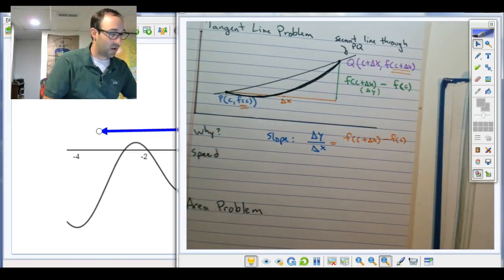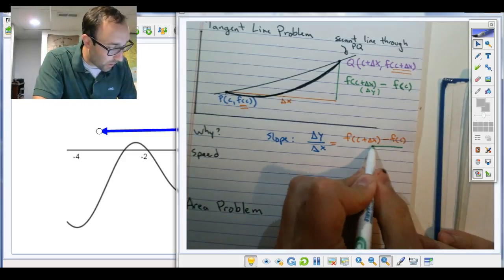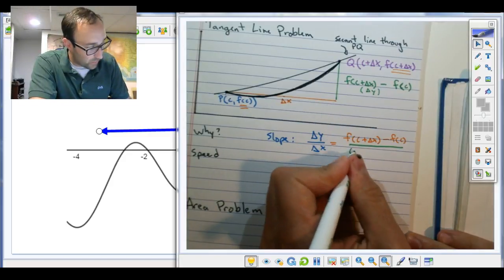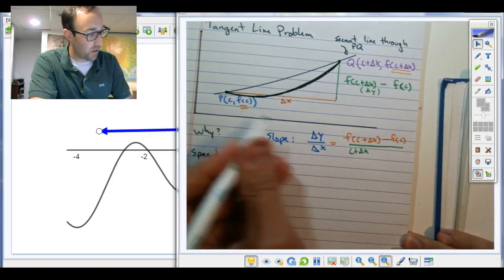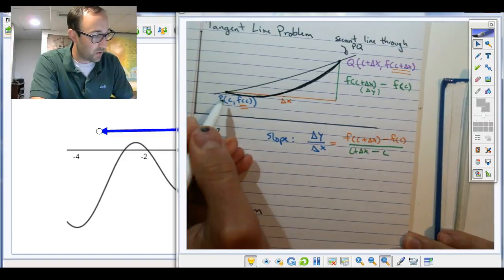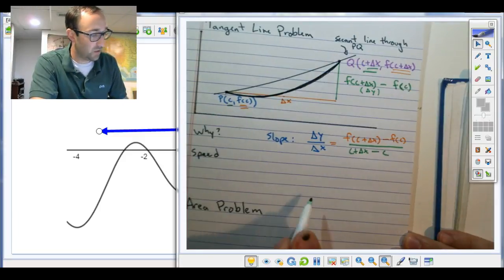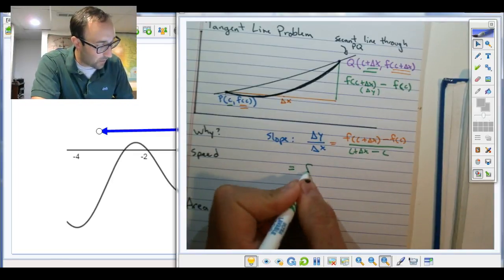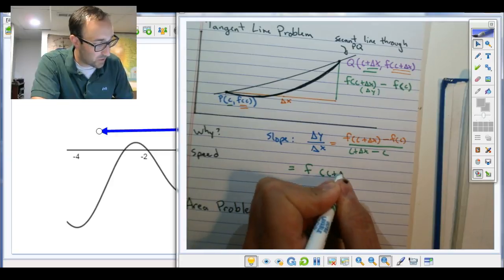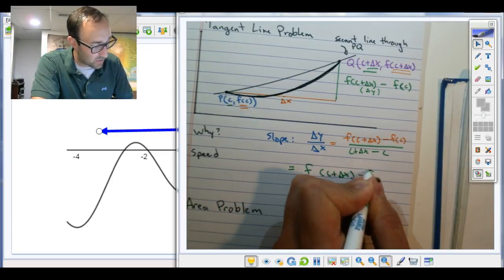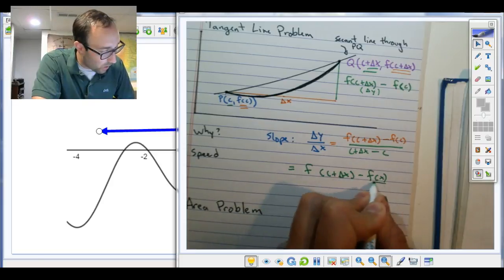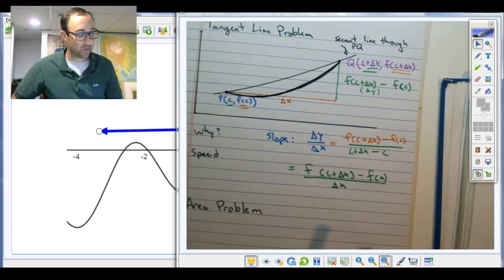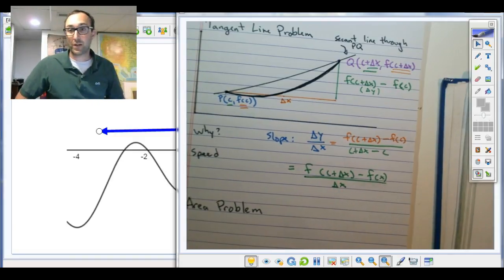And then we're also going to divide that by how much the x's changed. Well, this one was c plus delta x, and we subtract c, so c plus delta x minus c. The c minus c cancel out, so we end up with the slope being f of c plus delta x minus f of c, all over delta x. And if you remember from before, that's the difference quotient that we had seen in that earlier example.